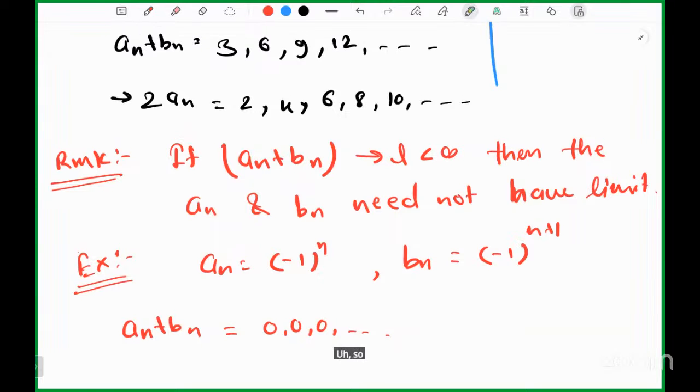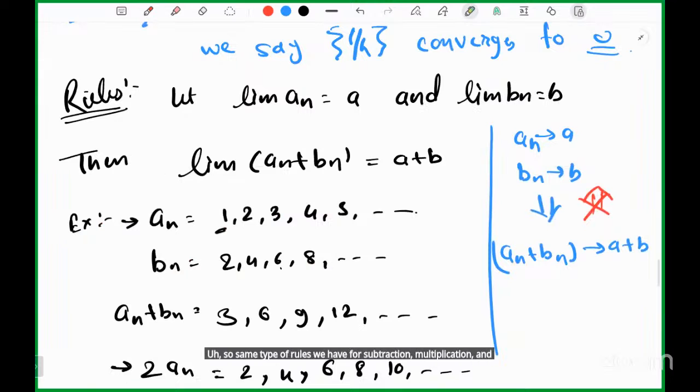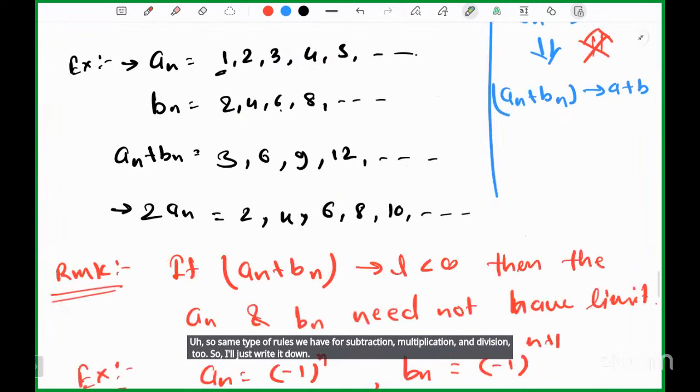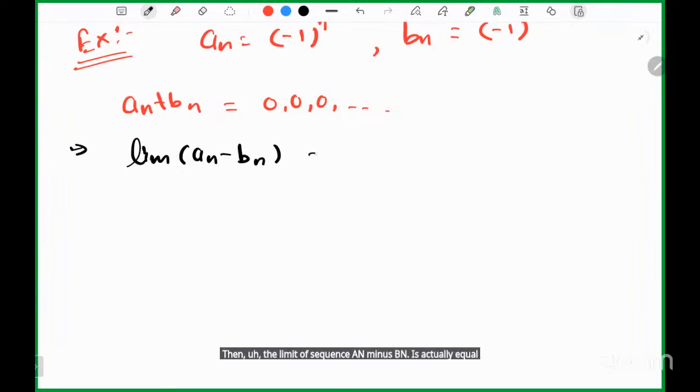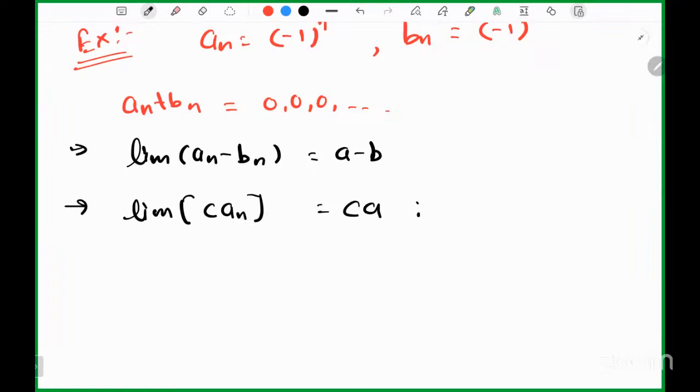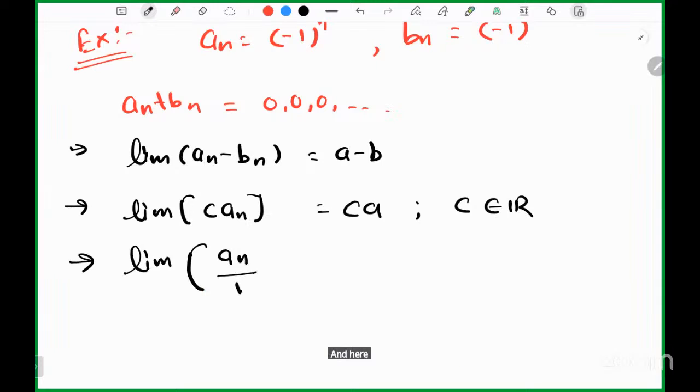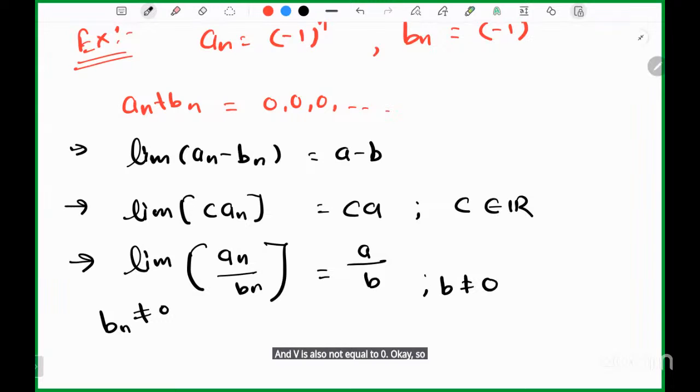So the same type of rules we have for subtraction, multiplication, and division too. So I'll just write it down. The second rule says, again, if an and bn go to a and b, then the limit of the sequence an minus bn is equal to a minus b. The limit of the sequence c multiplied by an is ca, where c is any real number. The limit of the sequence an by bn, and here we are assuming that bn is not equal to 0 for any n, is equal to a by b, and b is also not equal to 0.